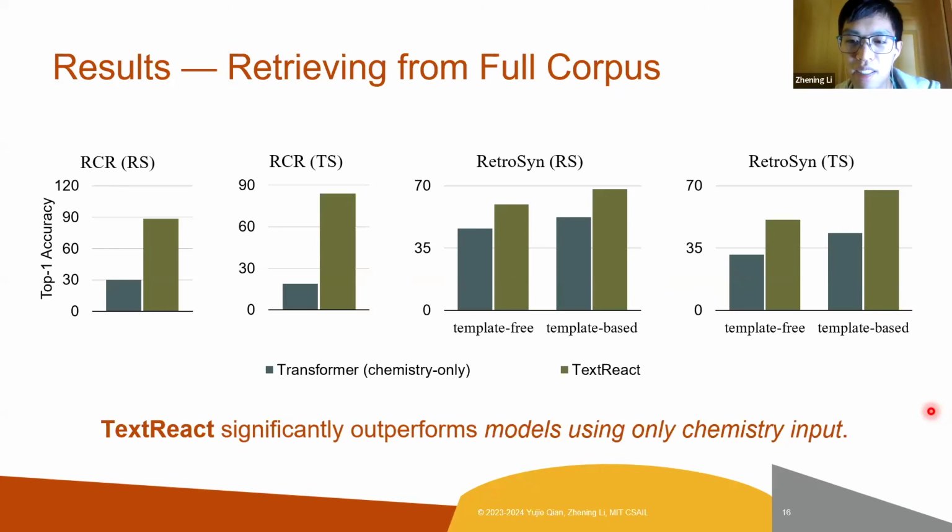Right. So currently the way we do it, we have this dual encoder. We encode text and chemistry input, and then retrieval involves doing a maximum inner product search for which there are existing algorithms.